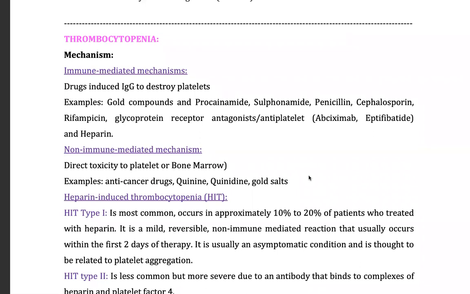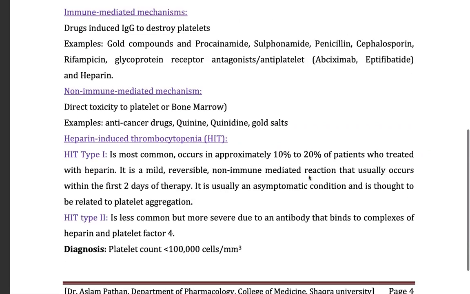Second mechanism, non-immune mediated mechanisms. It is generally the direct toxicity to platelets or bone marrow. And examples are anti-cancer drugs, most of the anti-cancer drugs, quinine, quinidine, and the gold salts, which are used in the management of arthritis.